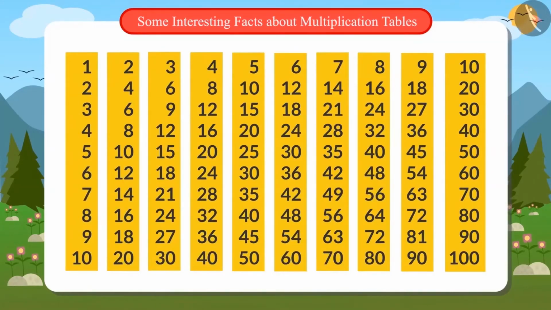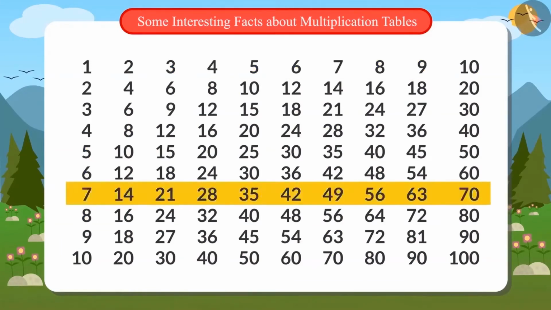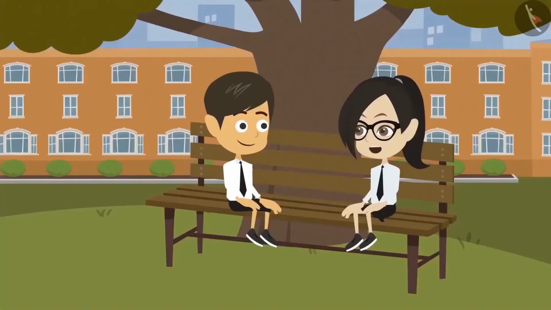Oh yes, this is an amazing pattern. Like the first line from left to right is the table of 1. So is the first line from top to bottom. Similarly, the seventh line from left to right is the table of 7. And so is the seventh line from top to bottom. There must be many such interesting patterns, right?